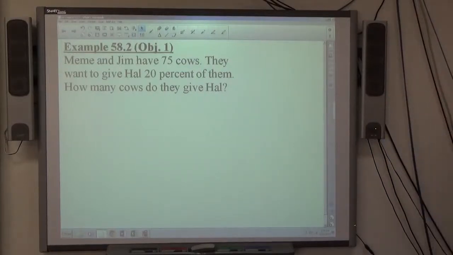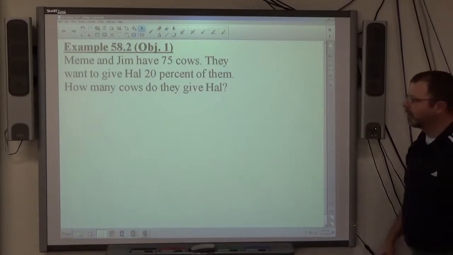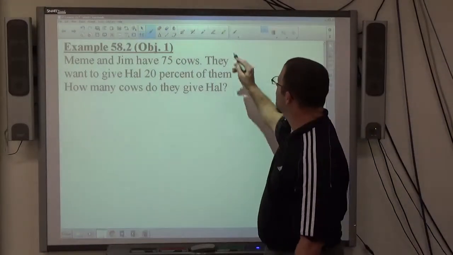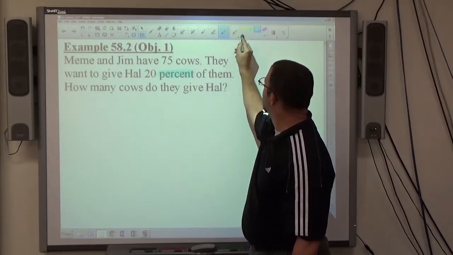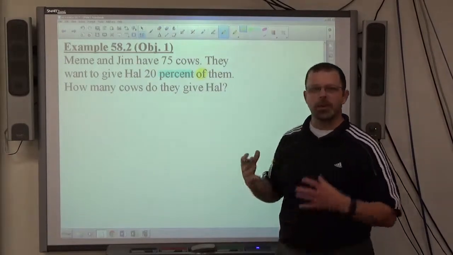2. Mimi and Jim have 75 cows. They want to give Hal 20% of them. How many cows do they give Hal? Again, it's a percent word problem. Here's the word percent. What follows the word percent? Of. So it's a part whole.